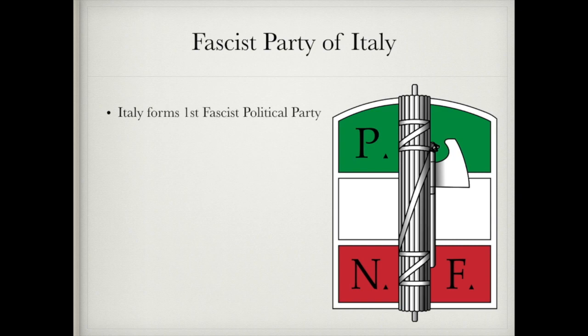So, Italy forms the first fascist political party. Fascism is born in Italy. They're the first ones to have a fascist political party, and they're the first ones to have a fascist political leader in Mussolini. But what is fascism? What do they support? Okay, we hear fascism a lot, but do we really know what it means?